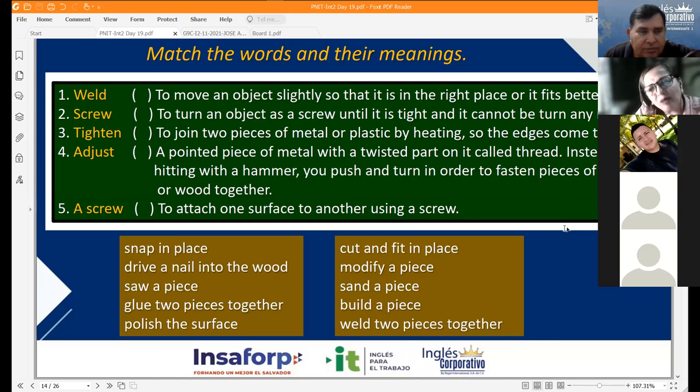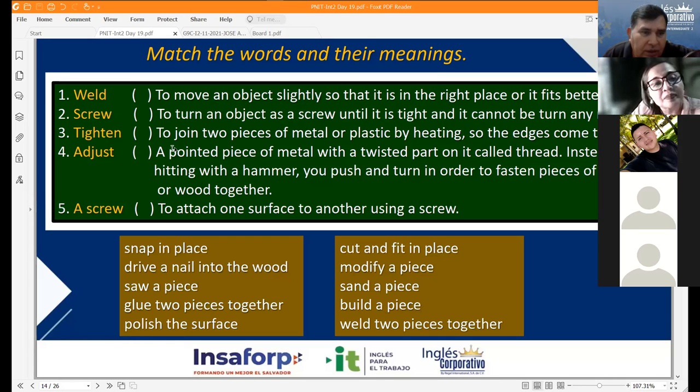Teacher, is screw a noun or a verb? Screw. Both. Two. And it is also dangerous language. So we have to be careful how we use it. Okay, it's dangerous language too. Screw is tornillo, but it means atornillar. Screw, right? Exactly. So then it says to move an object slightly so that it is in the right place or it fits better. Okay. To turn an object as a screw until it is tight and it cannot be turned anymore.